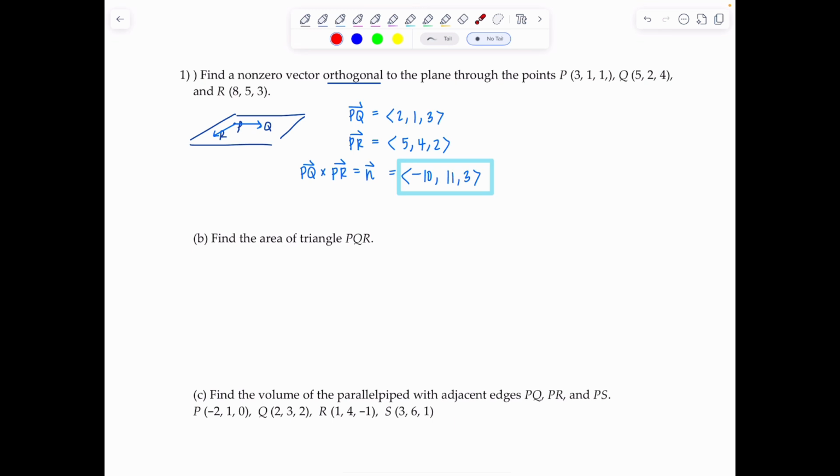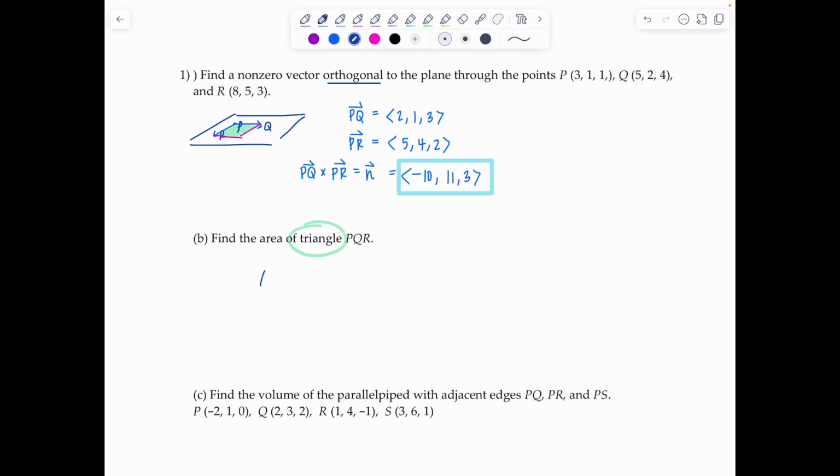Okay, find the area of triangle PQR. So we know that if we take the magnitude of this cross product, that will actually give us the area of the parallelogram that's determined by these points. Oop, that side's too long. So here. So PQ and PR determine a parallelogram. If I take the magnitude of that vector from their cross product, then that'll give me the area of that full parallelogram. I only want a triangle, so I need half of it.